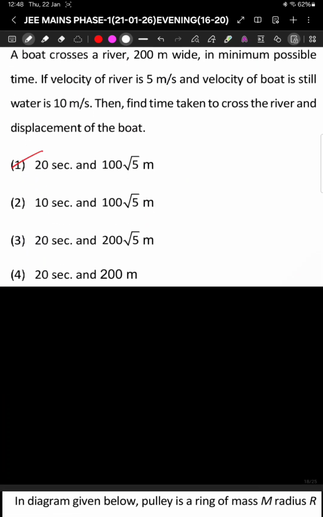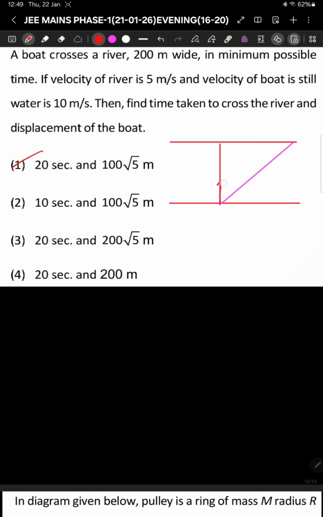This question belongs to river boat problems in kinematics. A boat crosses a river 200 meters wide in the minimum possible time, the shortest time case. River velocity is given as 5 meter per second. Velocity of boat in still water is given as 10 meter per second. Find the time taken to cross the river and the displacement of the boat, he was asking.